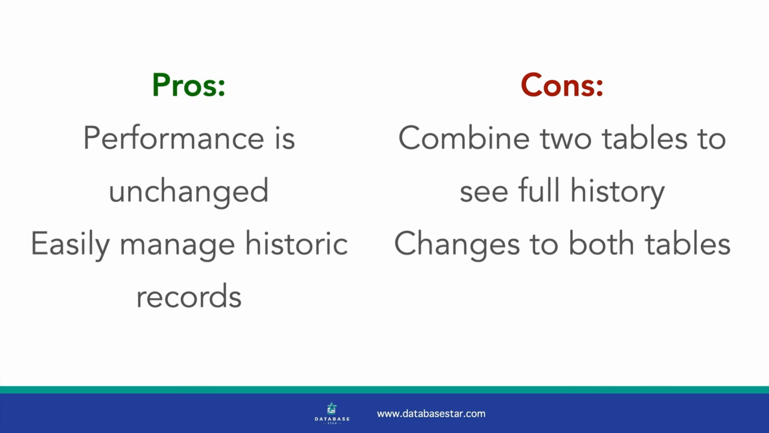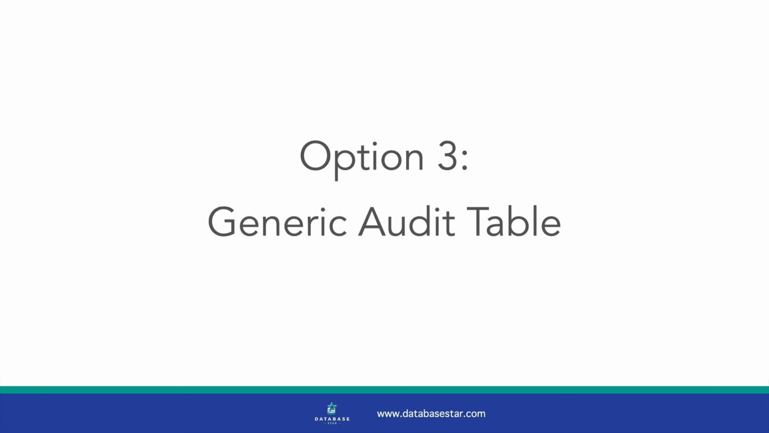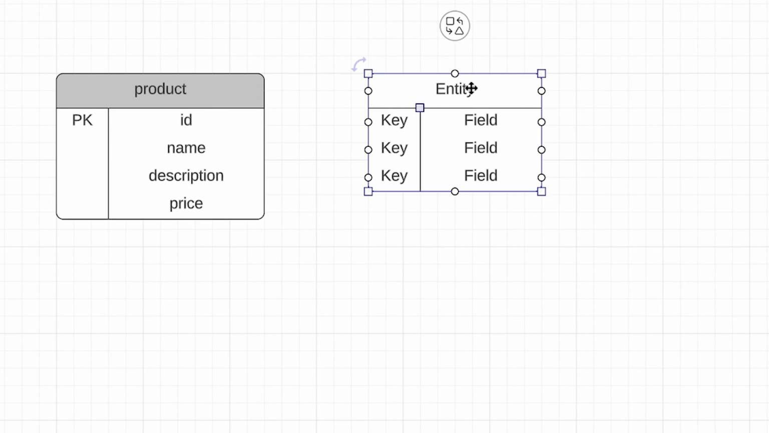Let's look at the final option. Option 3 is called a generic audit table. It's where you create one table to store all of the history for all auditable tables in the database. Here's what it would look like. We've got our product table here with some fields. To create a generic audit table, we'll add a new table called General Audit. This will record the changes made to all tables in the database, not just the product table.